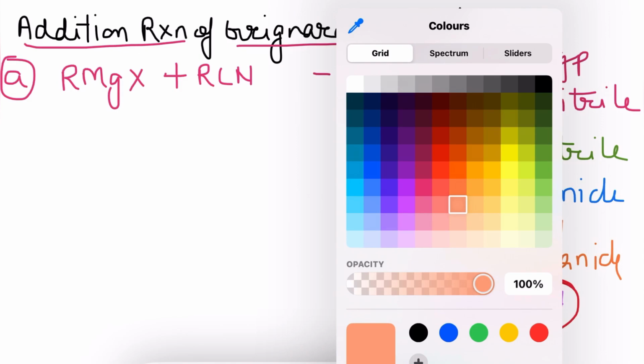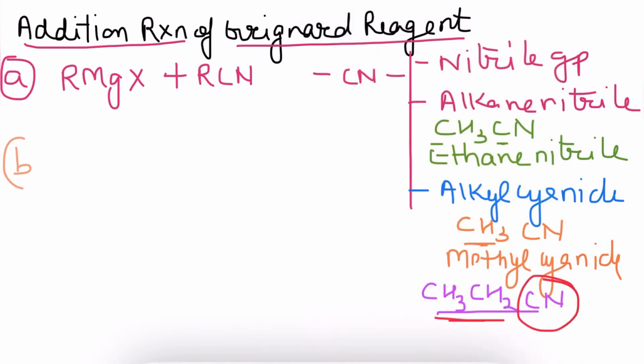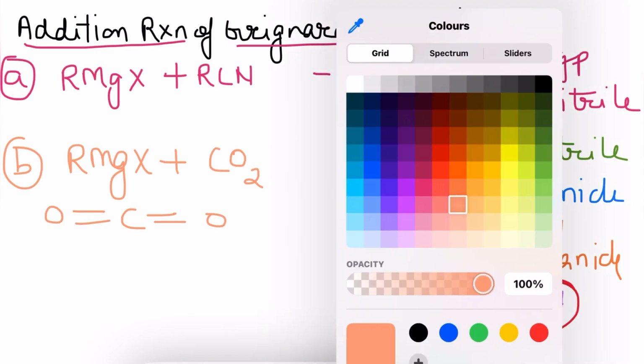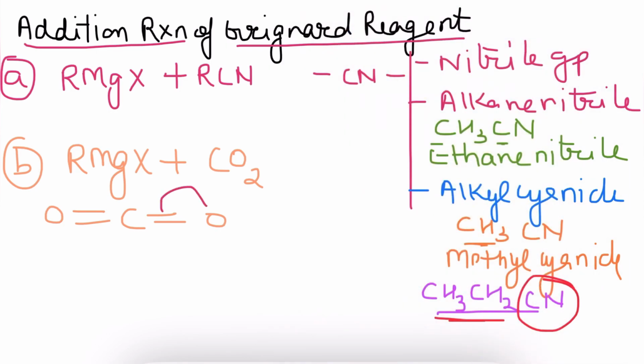Next reaction, we do addition of Grignard reagent to carbon dioxide. If you draw the linear structure of carbon dioxide, then the bond between carbon and oxygen is polar because of the shifting of pi electrons toward the electronegative oxygen, and this results in polarization of the bond. So this carbon is the electrophilic center here, so it acts as an electrophile.